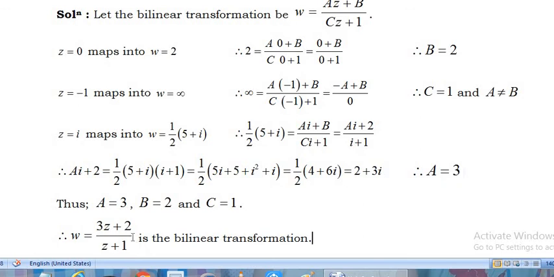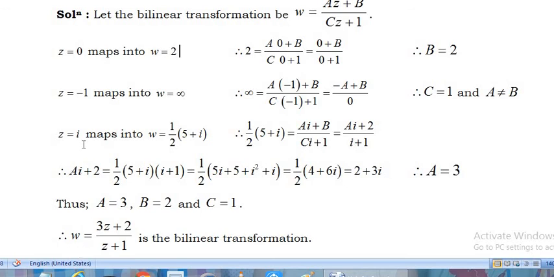And the beauty in such type of problems is that after completing the problem, we can check whether we are correct or not. Let us try to put z is equal to 0 in this. So we are getting w equal to 2 upon 1, that is 2. Yes. Let us put z is equal to minus 1. So the numerator is a finite quantity, the denominator is 0, w equal to infinity.